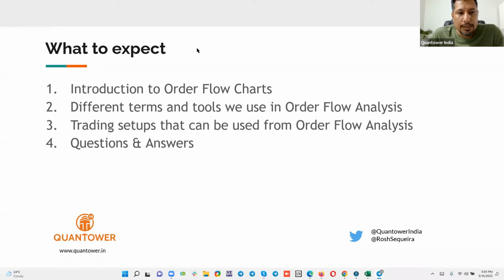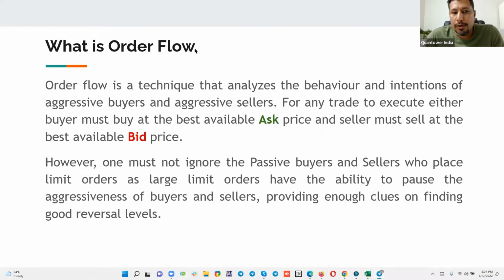So as you know, we are going to discuss the introduction to OrderFlow charts, different terms that we use in the OrderFlow analysis, trading setups that can be used for OrderFlow analysis, and a question and answer session. So what is OrderFlow? OrderFlow is a technique that analyzes the behavior and intentions of aggressive buyers and sellers. For any trade to execute, either a buyer must buy at the best available ask price, or a seller must sell at the best available bid price.